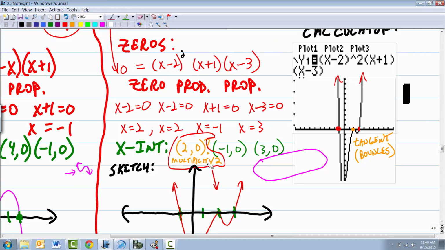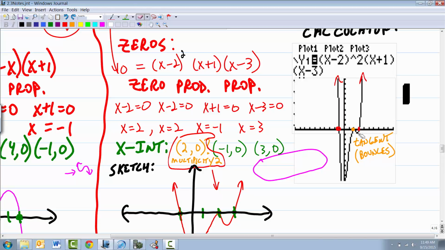By the way, everyone say that. Multiplicity 2, 0. That just means a 0 that came from a squared factor. That means x equals 2 twice. Well, it doesn't create 2 x-intercepts. It only creates 1. So what happens with the picture?